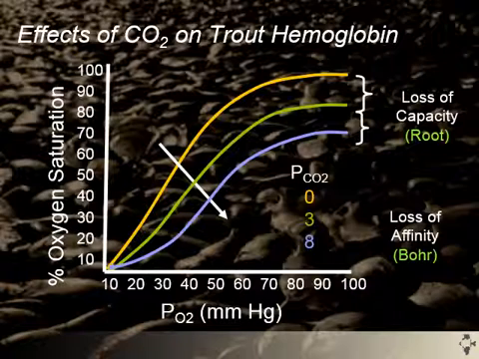So the orange curve represents the oxygen dissociation curve for a species, trout in this case, at zero availability of carbon dioxide. But as those carbon dioxide levels creep up into 3 and 8 millimeters of mercury pressures, you see the Bohr and Root effect taking place. Again, keep in mind that this is because CO2 acts as an acid. So as the pressure of carbon dioxide goes up, the pH of the fluids, of the tissues, will decrease.